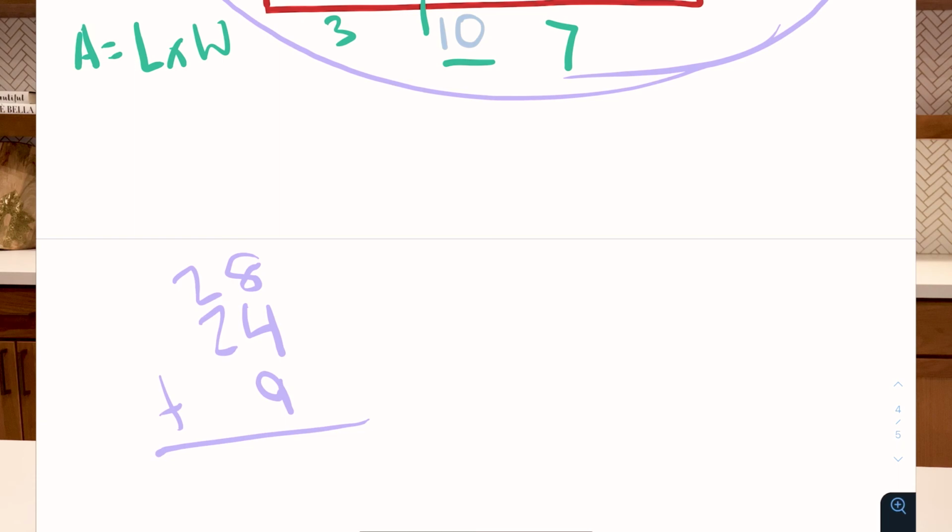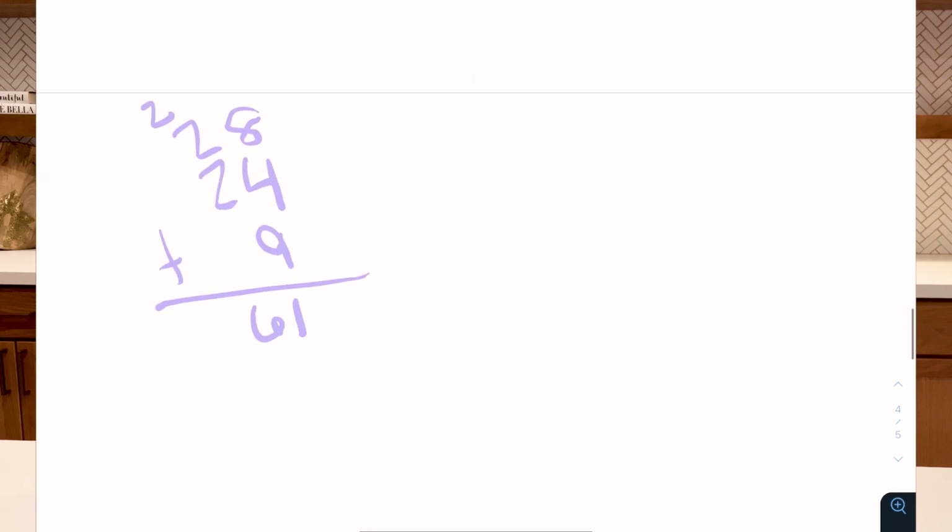8 plus 4 is 12, plus 9 is 21. I'm going to write that 1, and I'm going to carry the 2. Next, 2 plus 2 plus 2 is 6. So our total answer for the area of this is 61.